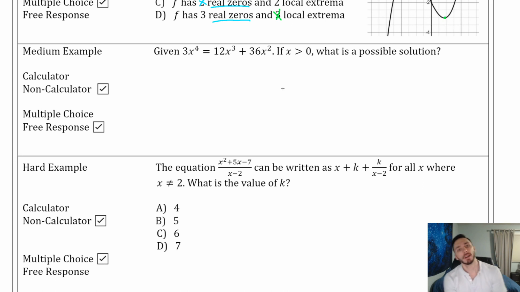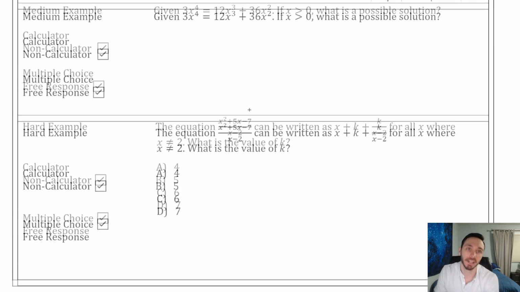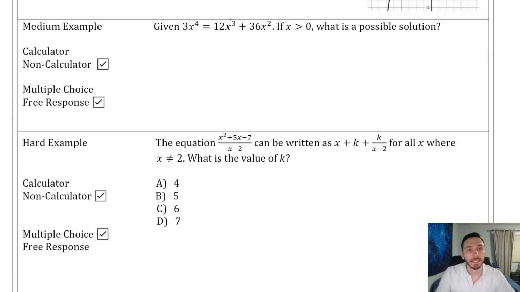Given this polynomial equation, gotta maybe factor here. Oh, getting tired. What do I have left? Okay, I just have geometry after this. Okay, that's good. I've got to solve this out, maybe factor. What is a possible solution? It's non-calc and it's free response. So yeah, certainly we'll have to factor here.